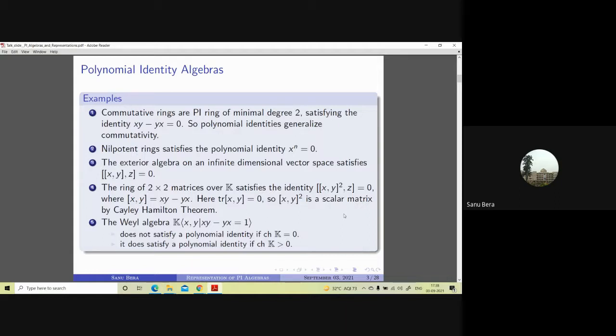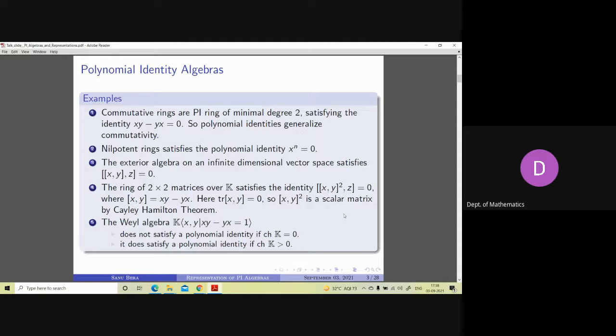So it satisfies its characteristic polynomial, whose degree is 2. The characteristic polynomial looks like x squared minus trace times x plus determinant. As the trace is 0, x squared will be some scalar, the determinant. Here x means actually the bracket xy minus yx, squared.